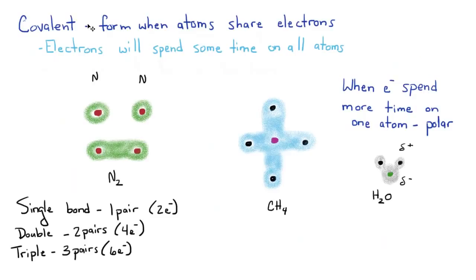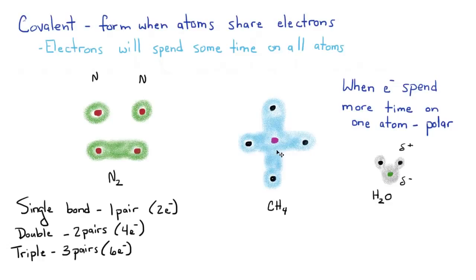Covalent bonds form when atoms share electrons. This means electrons are going to spend some time on all the atoms. For example, you have nitrogen gas, which is written N2. You have your electron density cloud right here, which is where the electrons can be found orbiting around the nucleus. These electrons are going to be attracted to the other nucleus. For example, these electrons are going to be attracted to this atom's nucleus. So eventually, these electrons are going to be shared, a covalent bond forms.